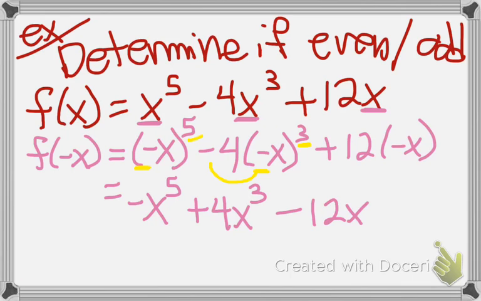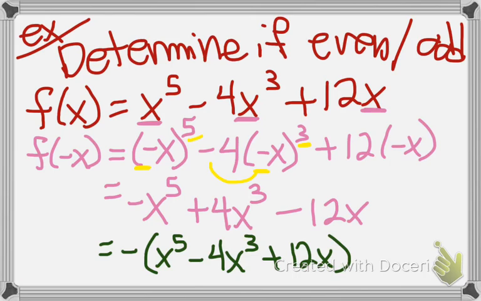Because those aren't equal, we're going to actually try to factor out a negative. And let me explain to you why in a minute, but just bear with me now. Let's factor out the negative. And then this will become now a positive x to the 5th, a negative 4x cubed, and then a positive 12x. Now that I factored out the negative, is what's left over the same as that?